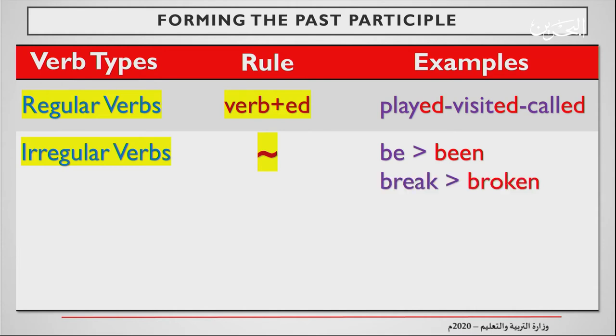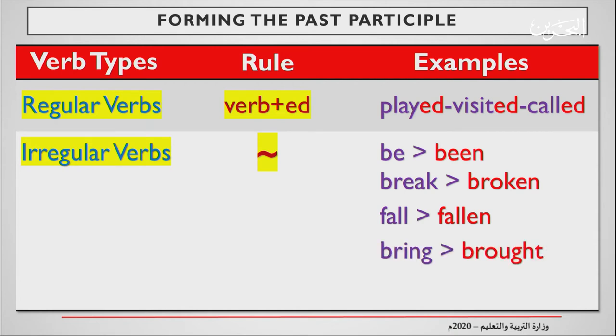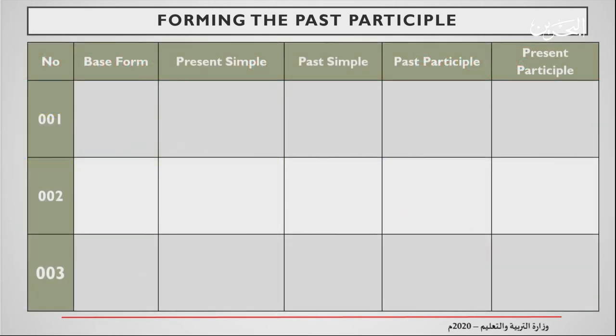Break, broken. Fall, fallen. Bring, brought. Cost stays the same. Now, this means something. It means that you have to memorize a full list of irregular verbs. If you open a dictionary or if you go online, you will find this table.